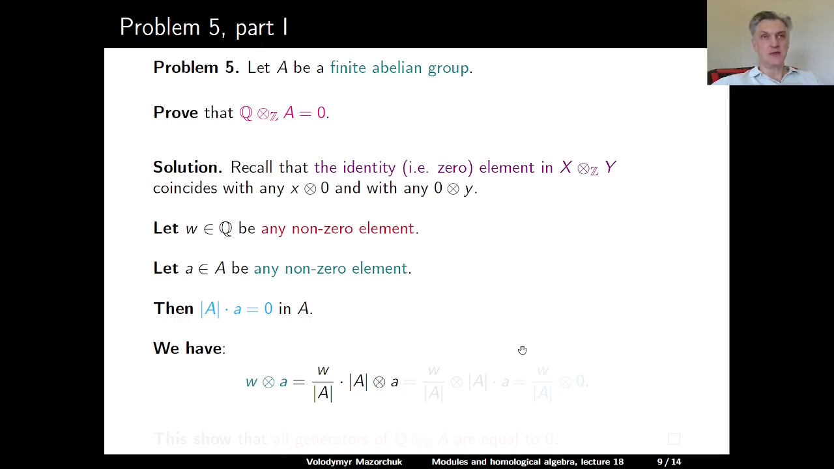Now, using that in the tensor product, we can move integer multiples from left to right, the same element is equal to w divided by the cardinality of A, tensor with the cardinality of capital A times the little a. And this is equal to w divided by the cardinality of the capital A, tensor 0. Which means that any generator in our tensor product is equal to 0. So our tensor product is indeed the trivial abelian group.